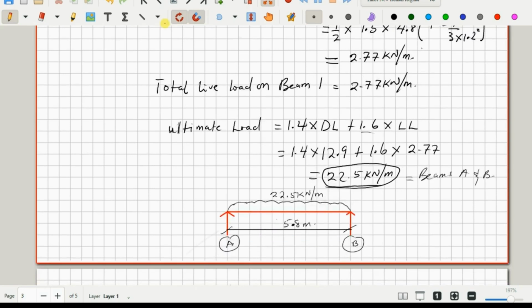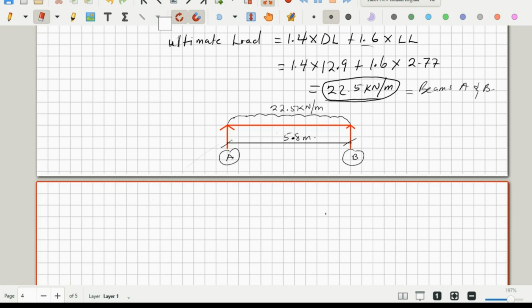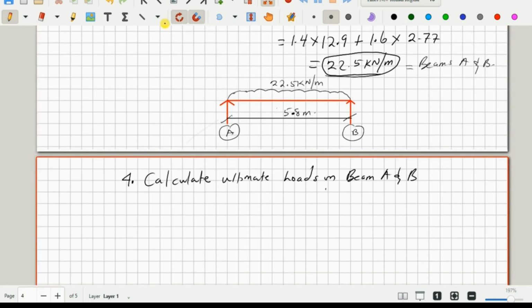Right. So we'll now move on to calculate the ultimate loads on beam A and B. So that will be our step 4. Calculate ultimate loads on beam A and B. Right. So we are going to start off with the dead load.